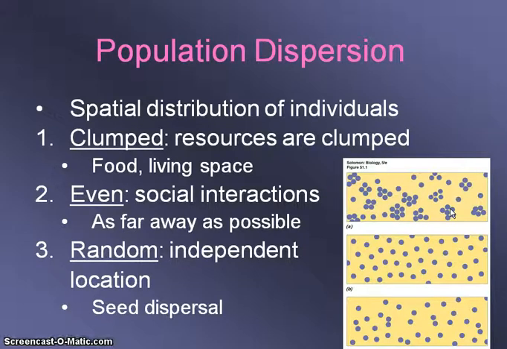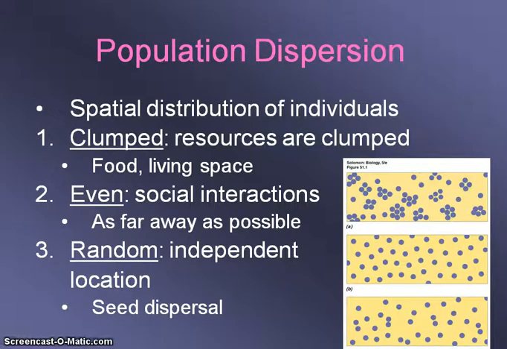The second pattern is an even dispersion, and that would look something more like the second picture here. And that generally has to do with social interactions and organisms trying to get as far away from each other as possible. So a lot of times these are organisms that are going to try to defend their territory from others.